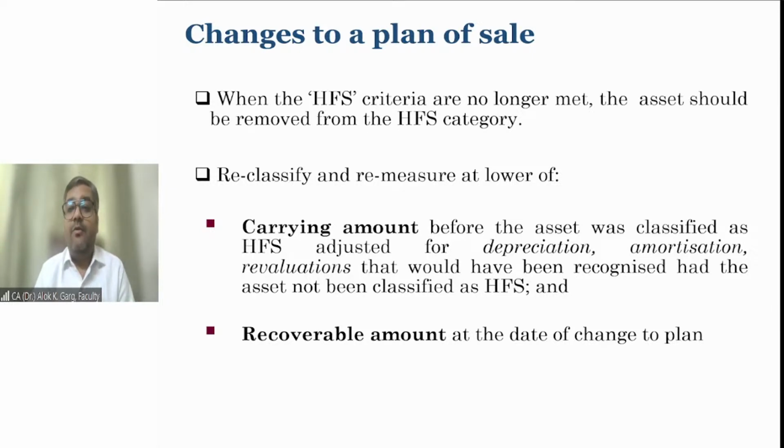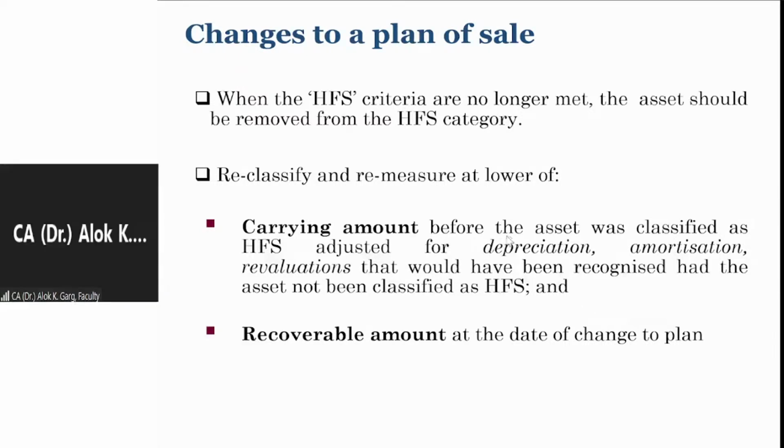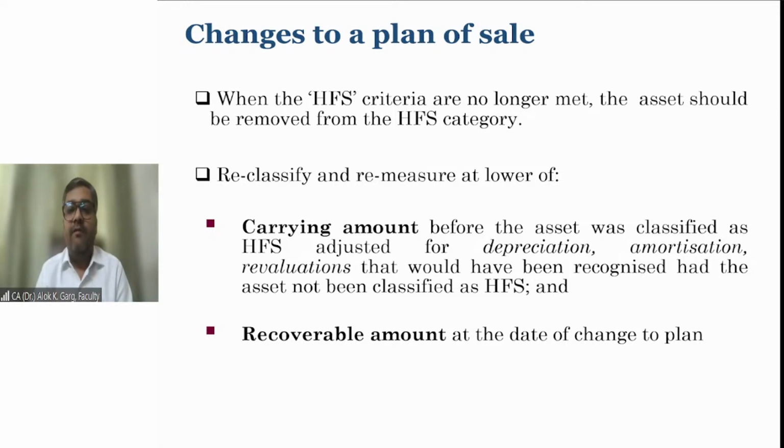So this company, which wanted to sell one of the plants, now decided to acquire one more plant, right? Now what happened? If this company is thinking to acquire one more plant, will it sell this plant? Of course, this company will not sell this plant. Even if the company is required to pay a penalty, the company will not sell this plant.